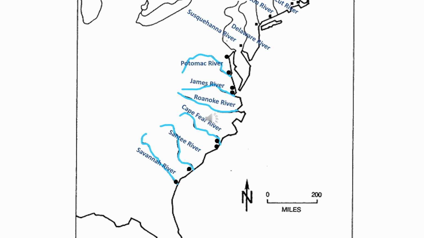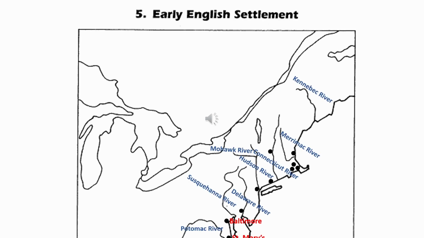Now we'll go ahead and fill in the names of the English settlements that were along the rivers. To the south, we'll start with Savannah, Charleston, New Bern, Wilmington, Jamestown, Williamsburg, St. Mary's, Baltimore, Philadelphia, New York, New Haven, Providence, Plymouth, Salem, Boston, and Hartford.